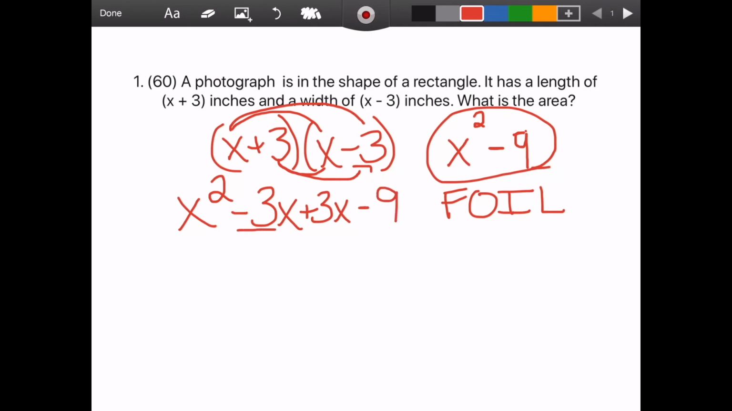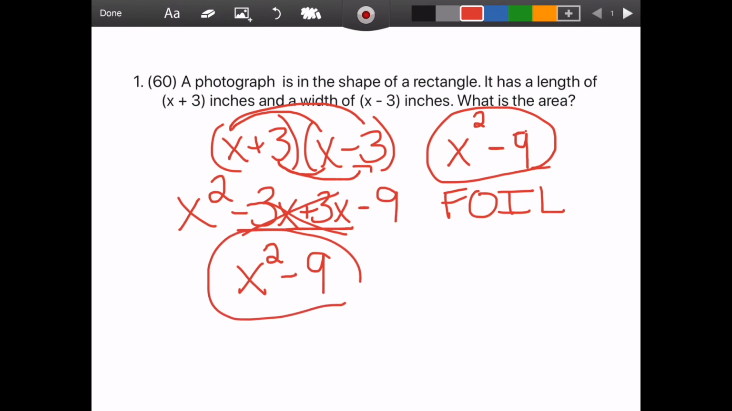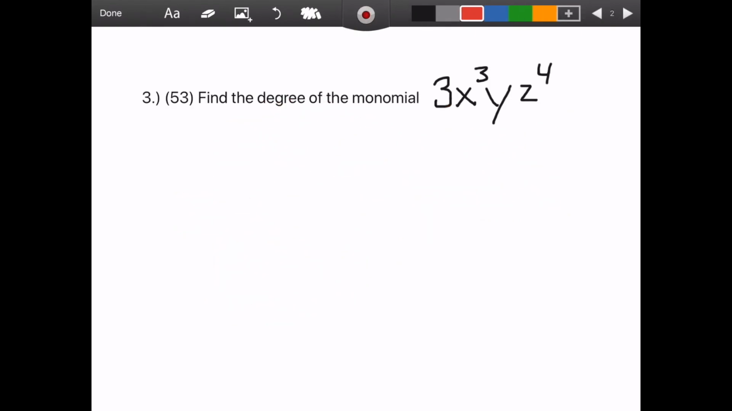Now if you notice, these two monomials in the middle are like terms and we can combine them. However, one is minus, one's positive, so they actually just cancel out. So all we're left with is x squared minus 9, which is the same answer that we got up here. So just two different ways of looking at the problem. I'm skipping number 2 because it is an investigation.